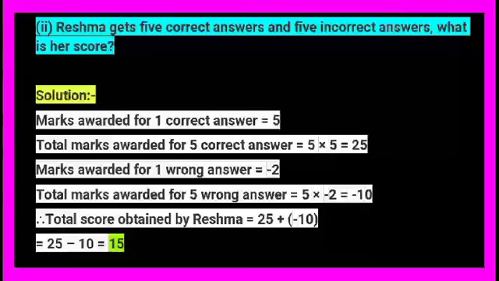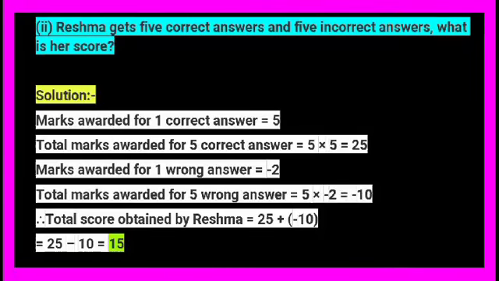In the same question, next is Resma gets 5 correct answers and 5 incorrect answers. What is her score? So first of all, we find marks of correct answers, then we find marks of incorrect answers, then we will add them. Here marks for a correct answer is equal to 5, and we have 5 correct answers of Resma. So marks for 5 correct answers: 5 fives are 25.